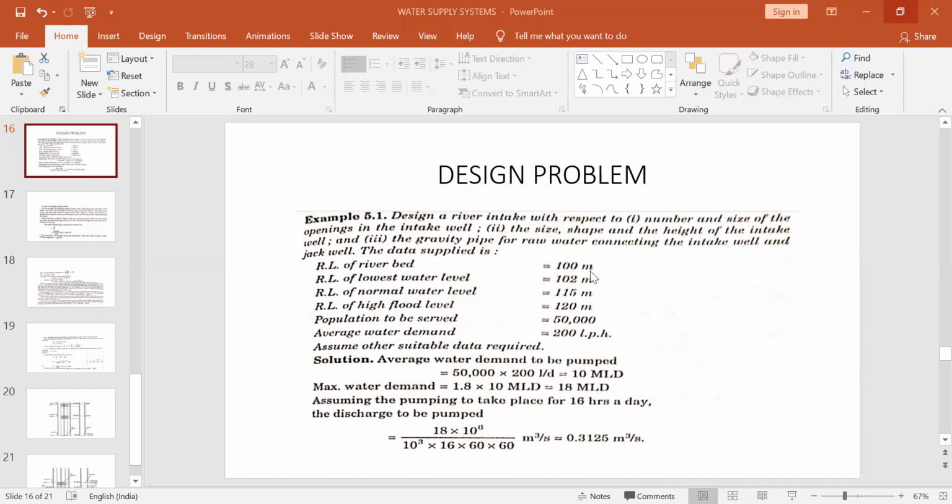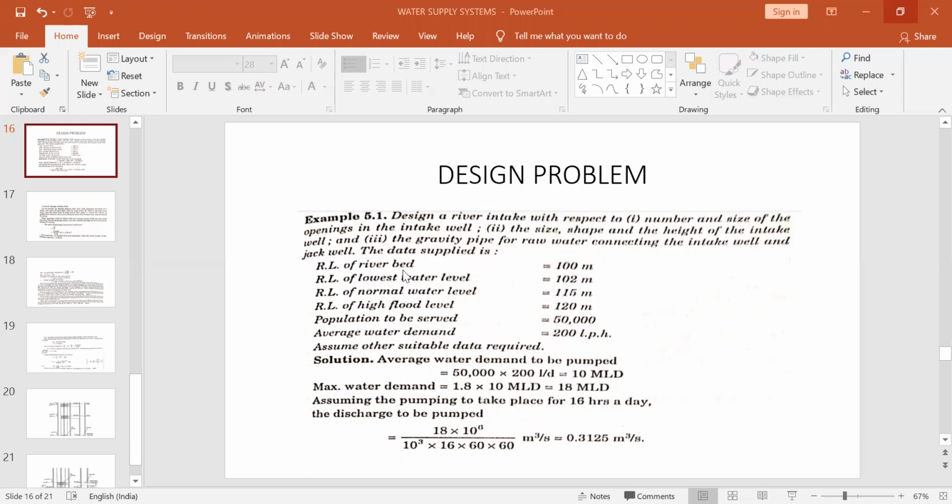Now for the civil engineering students, they are already familiar with this term RL. In surveying, you have learned what is RL. RL is the reduced level. For CS students and IT students, RL is, you can say, a kind of elevation. This is the elevation of any surface with respect to the mean sea level. If the RL here is given as 100 meter, that means the river bed is at an elevation of 100 meter above the mean sea level.